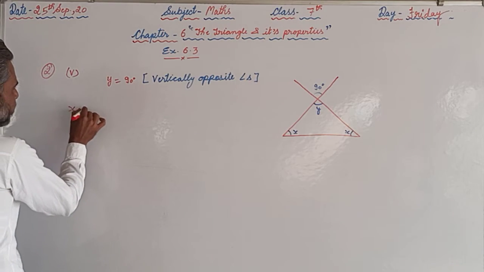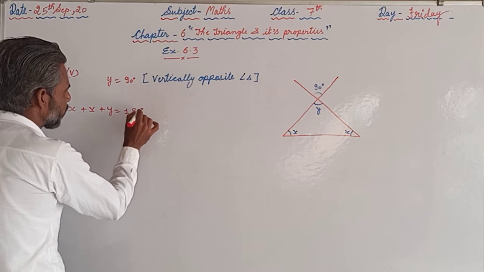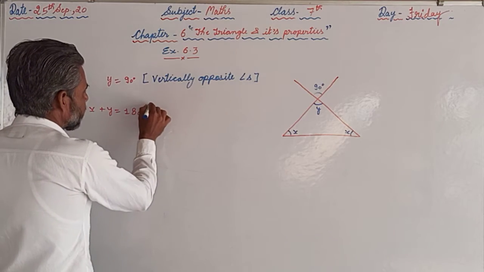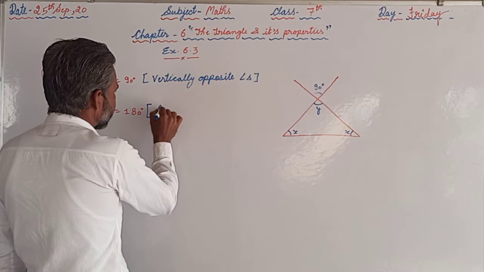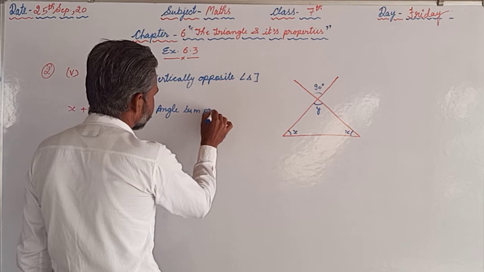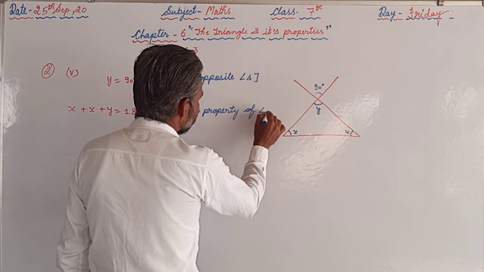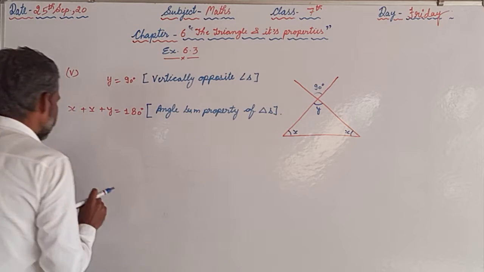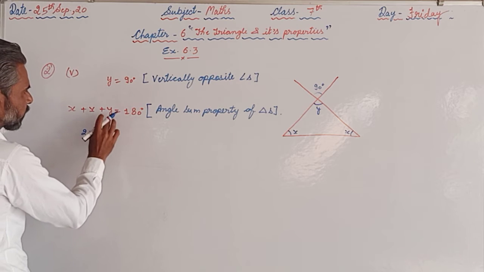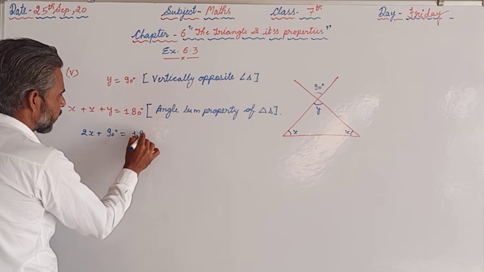Afterwards, three angles are there of the triangle: x, x and y. So we will write x plus x plus y is equal to 180 degree, because we know the sum of the angles of a triangle is 180 degree, and that property of the triangle is known as angle sum property of triangles. Now from here we can see x plus x, that is 2x plus y, the value of y is 90 degree, and that is equal to 180 degree.